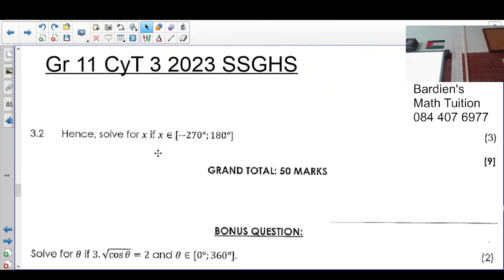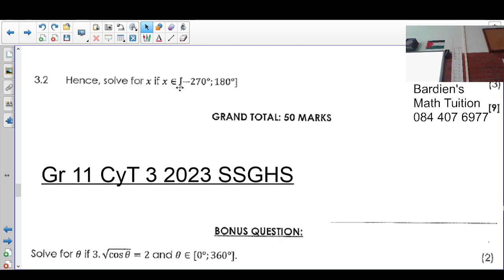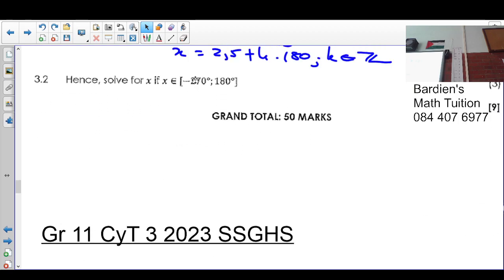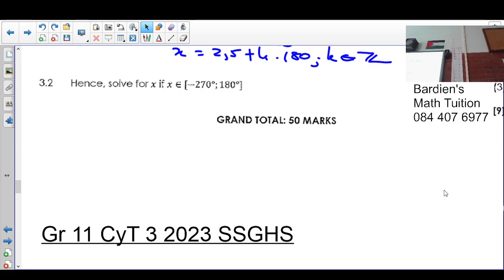Let's look at the next question. Hence, solve for x if x is an element of [-270; 180]. So where do we start? We start with k being 0. So we say x is an element of, and we start listing. If k is 0, we got 2.5, which is within that given domain. We let k equal to 1, and 2.5 + 1 times 180 will give you 182.5, which is outside the given domain. So now we go with minus 1. If 1 doesn't work, 2 won't work.